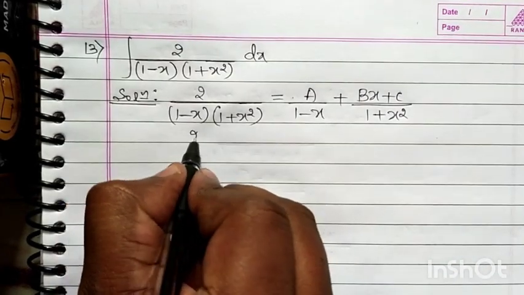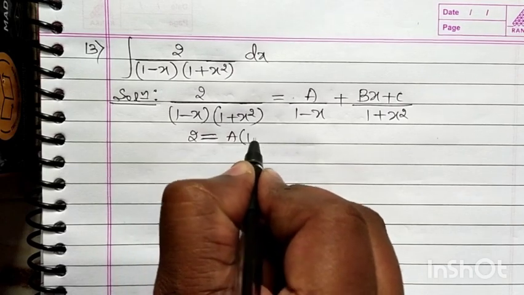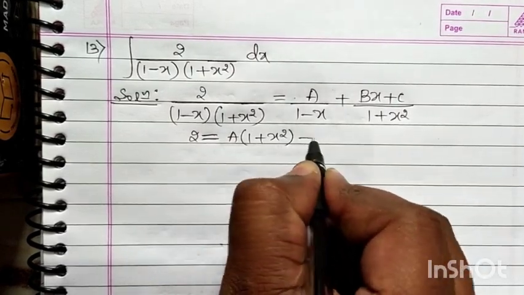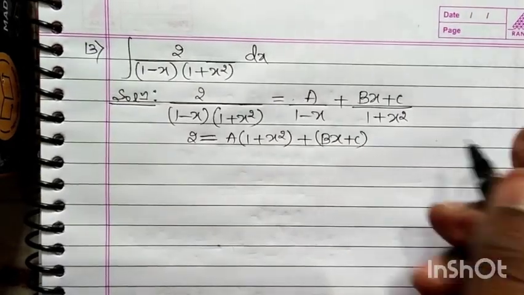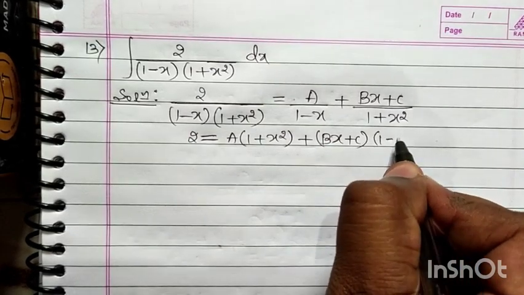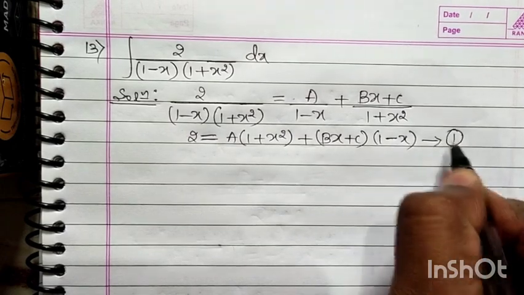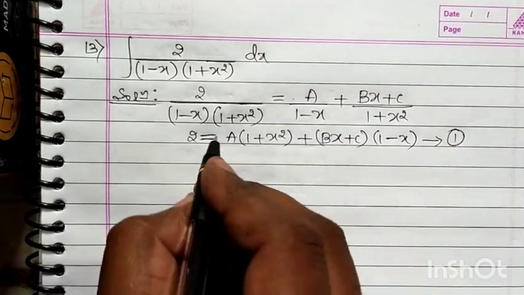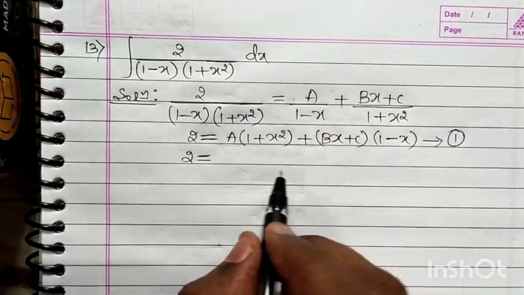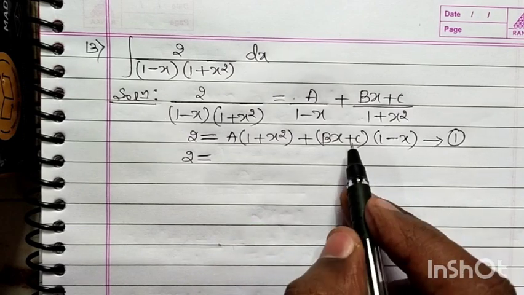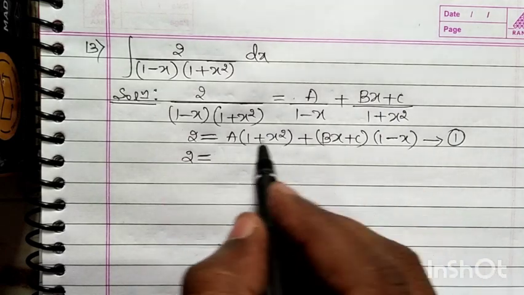So now take up the LCM. 2 is equal to A into the bracket (1 plus x square) plus (bx plus c) into (1 minus x). I call this equation number 1. Now let us multiply the terms inside, because by substitution we get only the value of a. In order to get the values of b and c, we have to go for equating the coefficients of x square, x and the constant term.